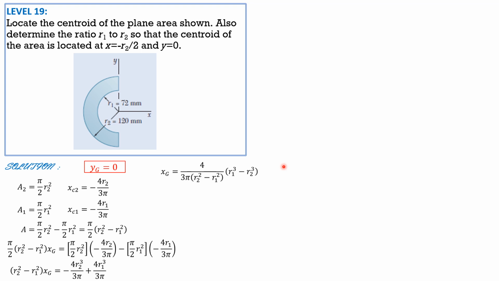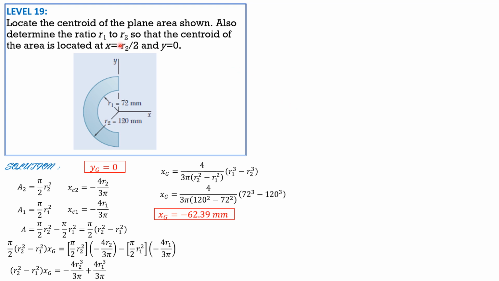So substituting, simplifying further, xg is 4 over 3 pi, R2 is 120, R1 is 72, so substitute here. Then quantity R1, 72 cube minus 120 cube. So this is definitely negative. Xg can now be computed. It is equal to negative 62.39 mm.